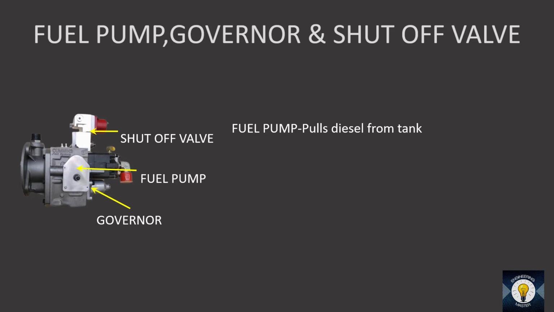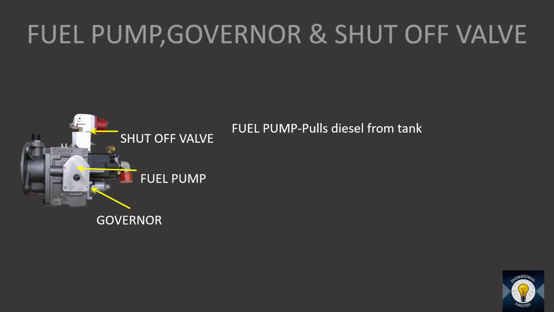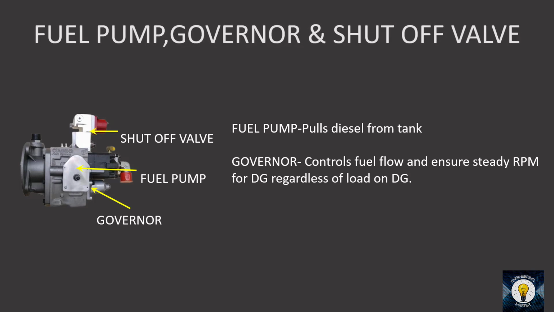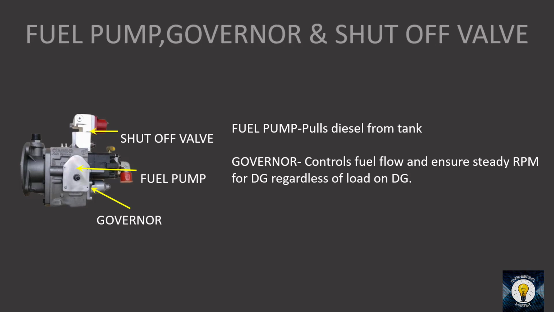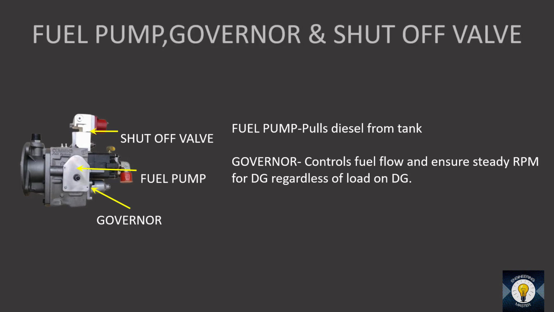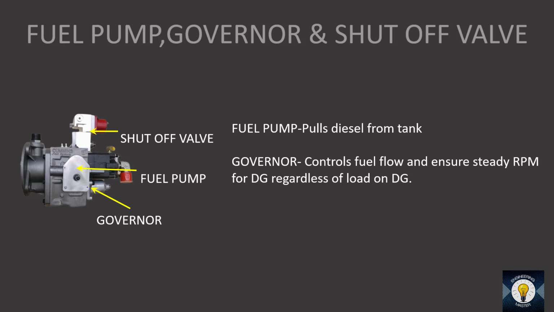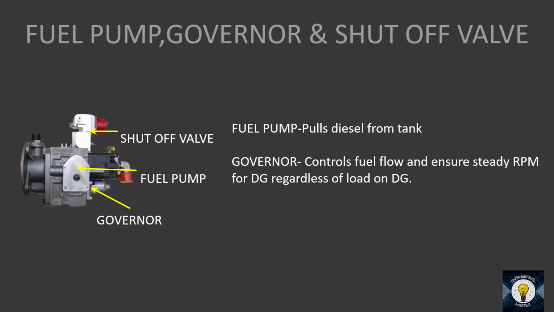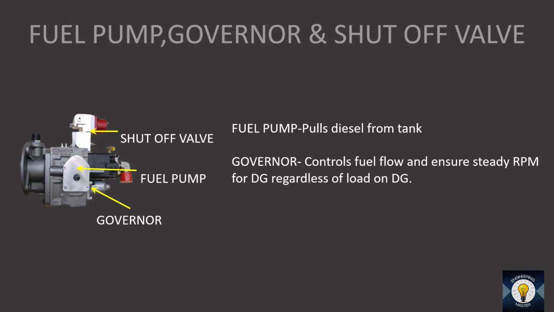The purpose of the fuel pump is to pull the diesel from the tank. Governor controls the fuel flow. Based on the output from the sensors, the governor ensures the engine is running at steady RPM regardless of load on the DG. Whether it's no load or full load, the governor ensures steady RPM for the DG by controlling the fuel flow.